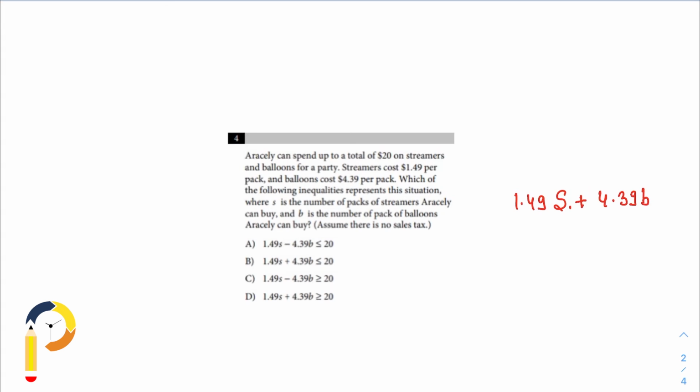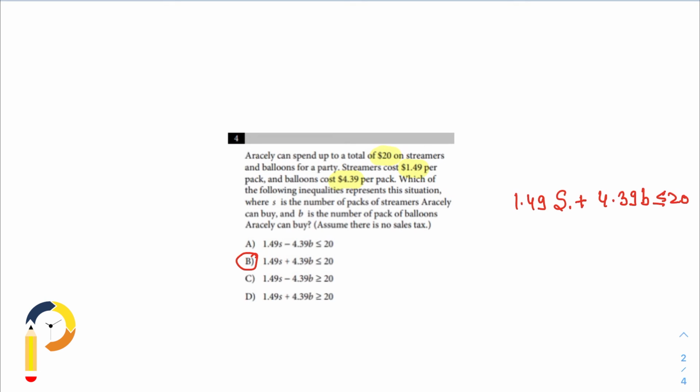So for B packs of balloons, the cost is 4.39 times B. And as we know from the start, he can only spend $20, right? If he can only spend $20, what does that mean? That means the value of the total packs of streamers and the value of the total packs of balloons should be less than or equal to 20. Do we have this in the answer choices? Yes, we have. Yes, B is the answer, right? That's the answer.